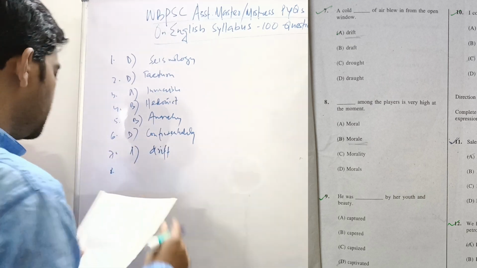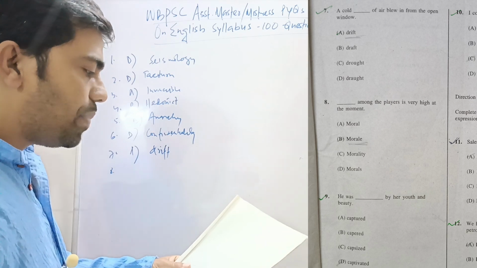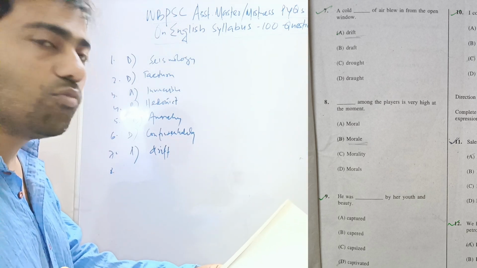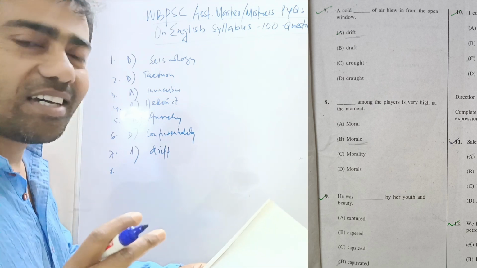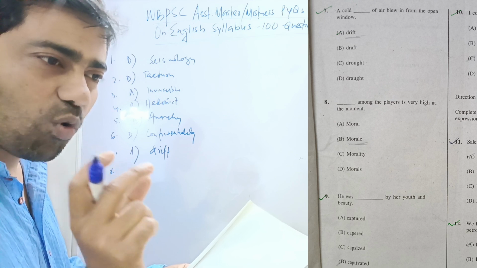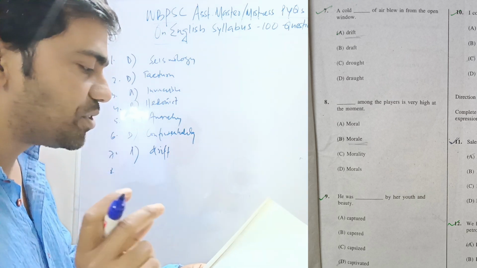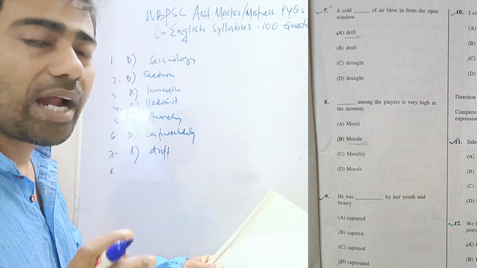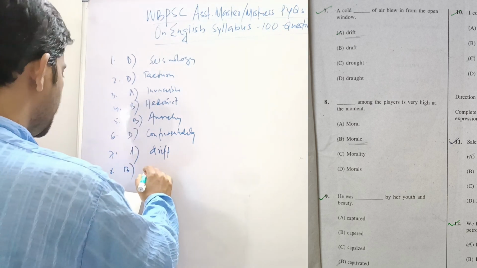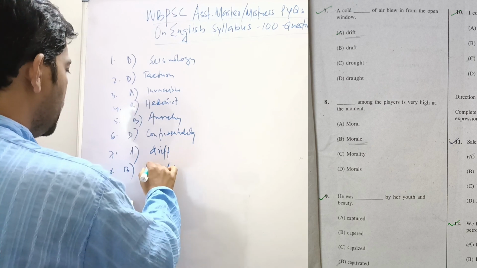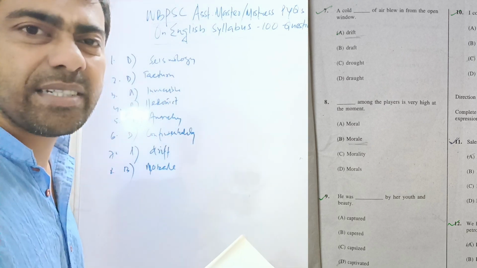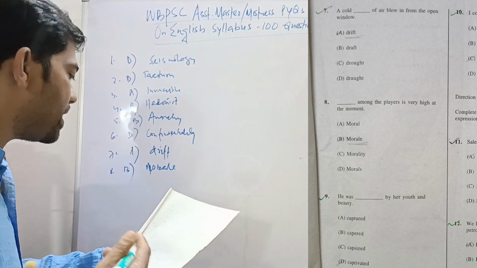Drift. 8 number, dash among the players is very high at the moment. So what? Morality, morals. You can see the very close nuances, the close differences between the terms moral and morale. So morale will be the right answer, B number, morale. Morale is called the high spirit, the sportsman spirit. So morale among the players is very high at the moment.